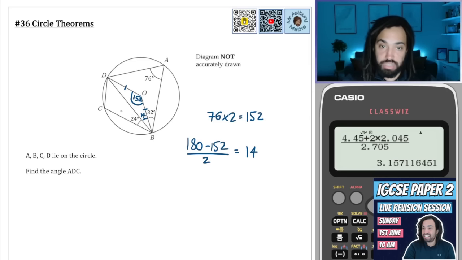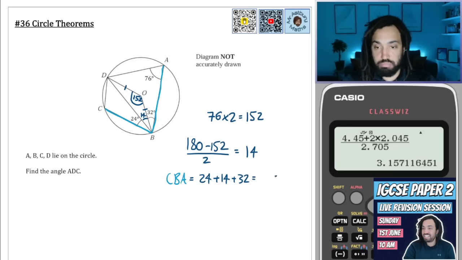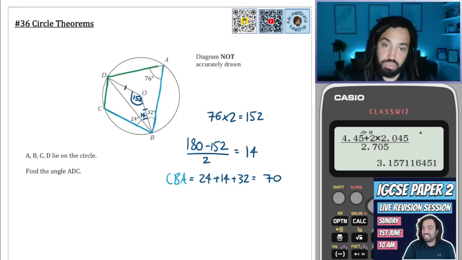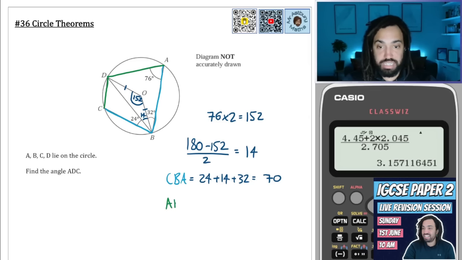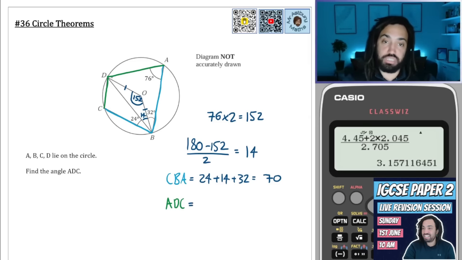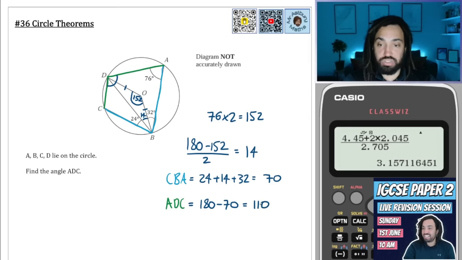Okay, so this angle CBA is equal to 24 plus 14 plus 32, which is equal to 70. And then on the other side, we've got this angle, which is the one we're looking for, which is angle ADC. Well, you can see we've got a cyclic quadrilateral there. So opposite angles in a cyclic quadrilateral add to 180. So we have to do just 180 minus its opposite angle of 70 to get 110. Cracking question there.